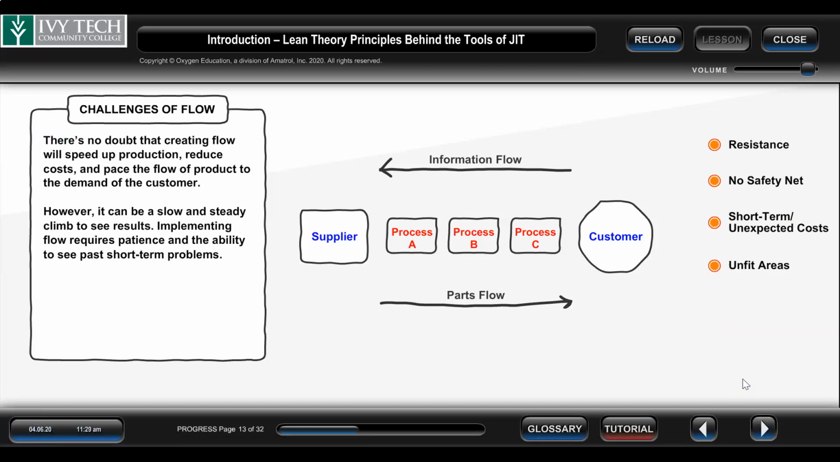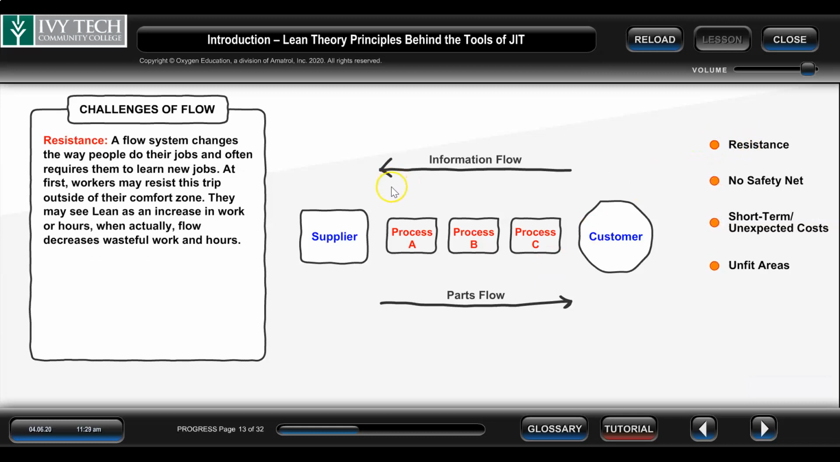Challenges of flow. There's no doubt that creating flow will speed up production, reduce costs, and pace the flow of product to the demand of the customer. However, it can be a slow and steady climb to see results. Implementing flow requires patience and the ability to see past short-term problems.